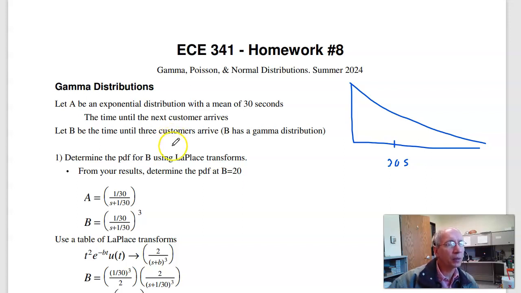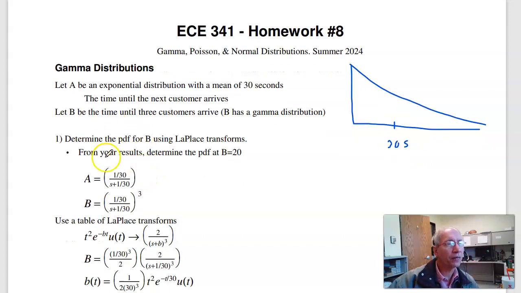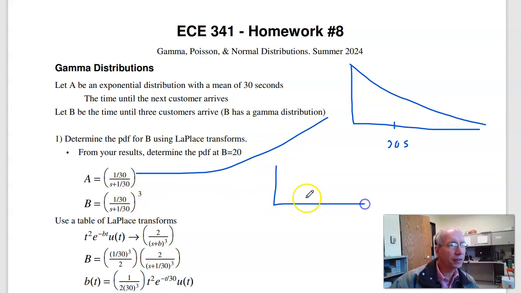Well, the Laplace transform, or moment generating function, same thing, of A is an exponential with a mean of 30 seconds, so that's 1/30th over s plus 1/30th. That's the time until 1 customer arrives. Time until 3 customers arrive is just that cubed. So that'll give you the PDF. The PDF looks something like this. What I want to know is at 20 seconds, what's the area to the left?